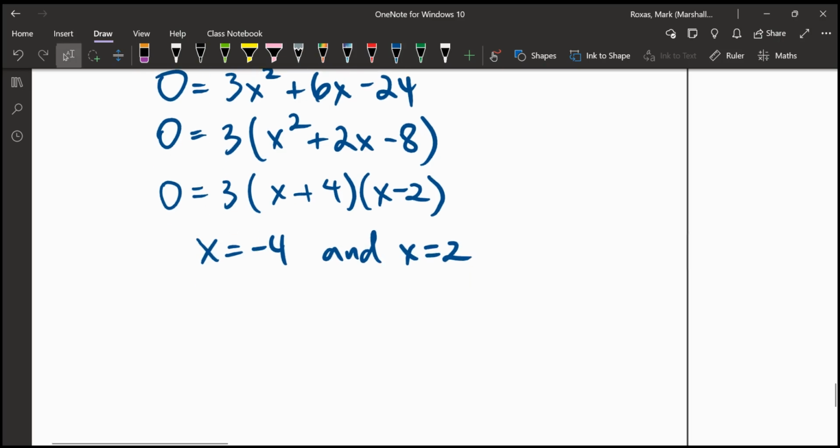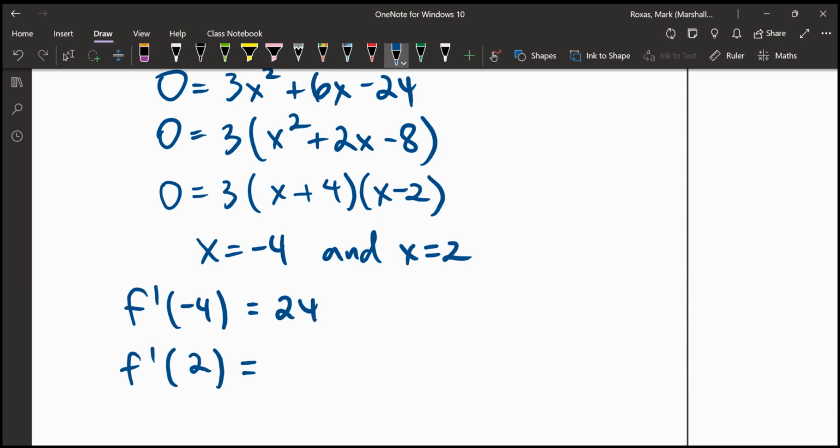This means the derivative f prime at negative 4 is equal to 24, and f prime at 2 is equal to 24 as well, right? The slope of the tangent at negative 4 and at positive 2 is the same slope. How can that be? You might wonder. You want to find out? Let's find out.